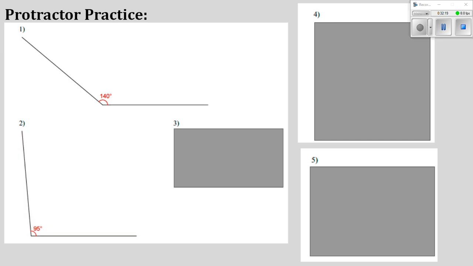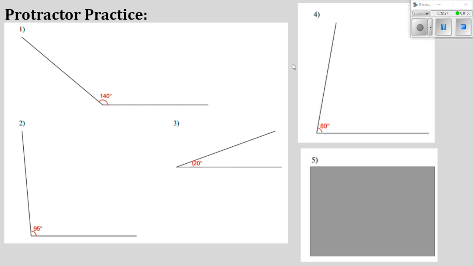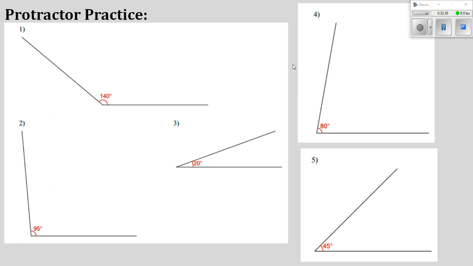Second one, 95. Next one, 20 degrees. Number 4, 80 degrees. Number 5, 45 degrees. Okay, so like I said, you might be off by a degree or two, but again, it's how close you got to, how you placed your protractor and how close you got to the measurement. If it's off by 1 or 2, then you should be fine.